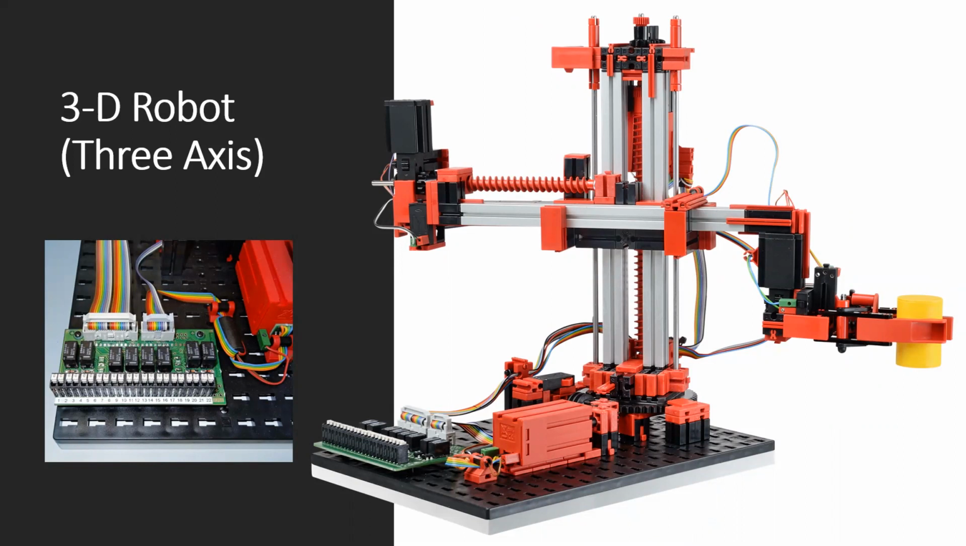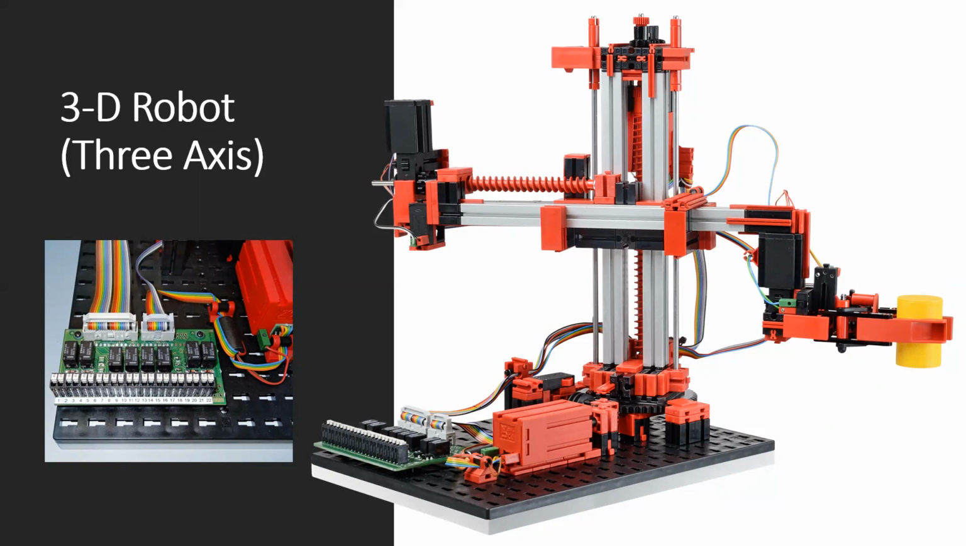The degrees of freedom for the robot are as follows. Axis 1 turns 180 degrees. Axis 2 can move forward or backwards 90 millimeters, and Axis 3 can raise or lower 150 millimeters. Components on this model include 2 XS motors, 2 encoder motors, and 4 push-button limit switches.